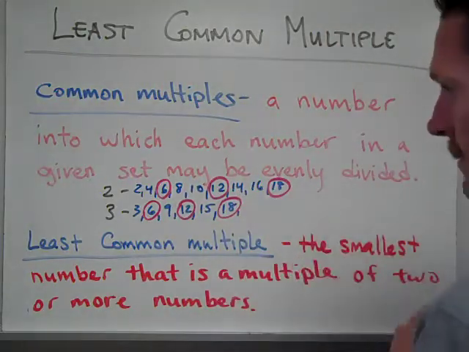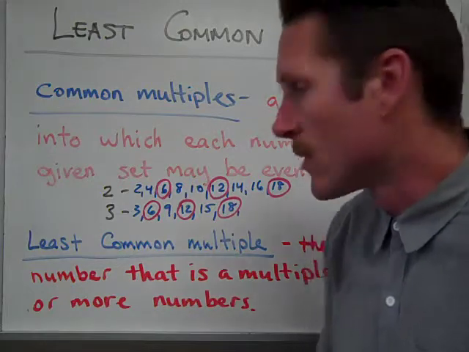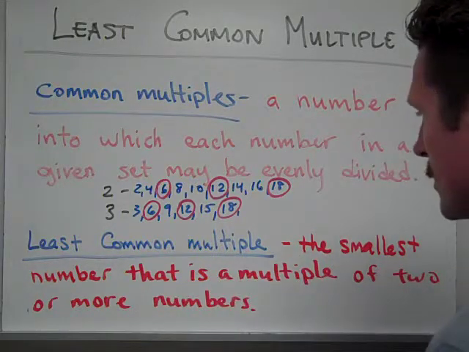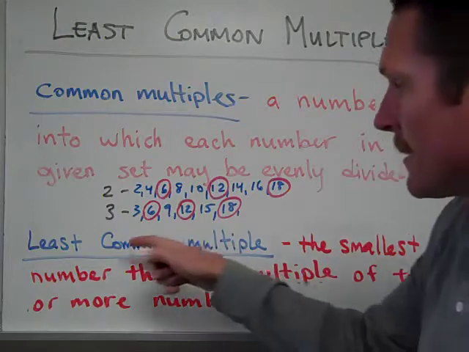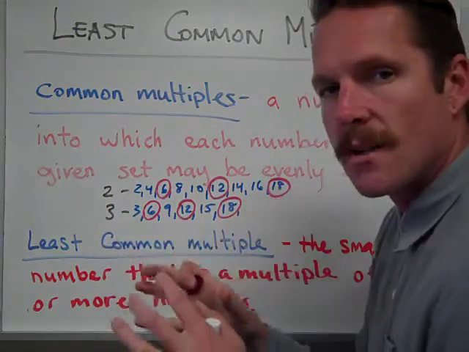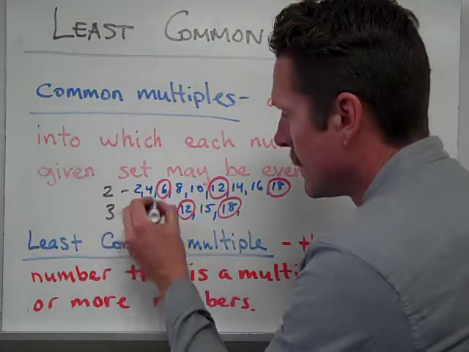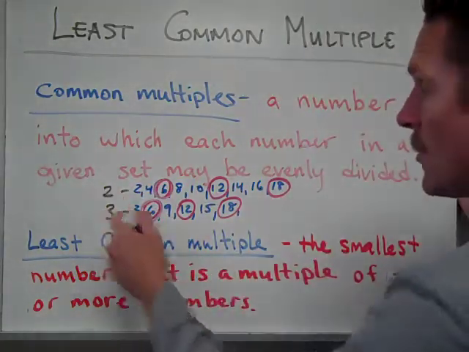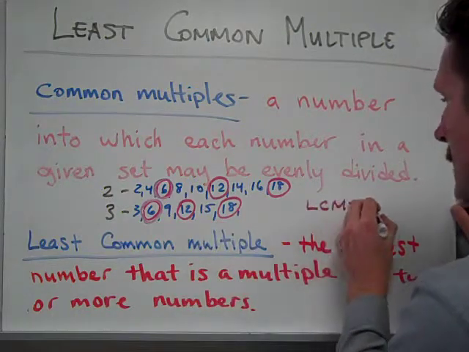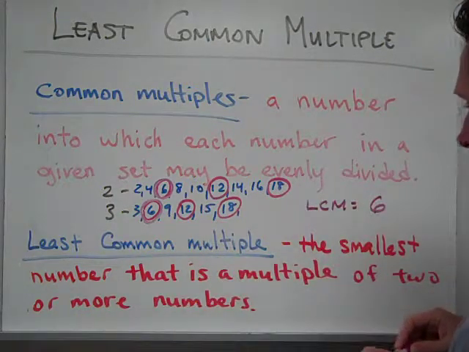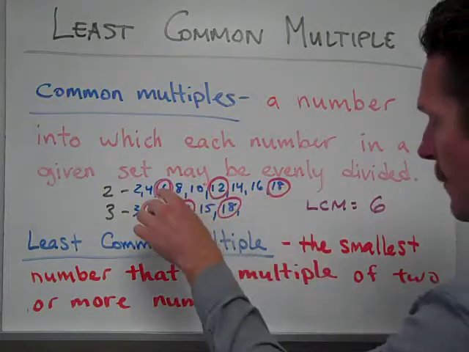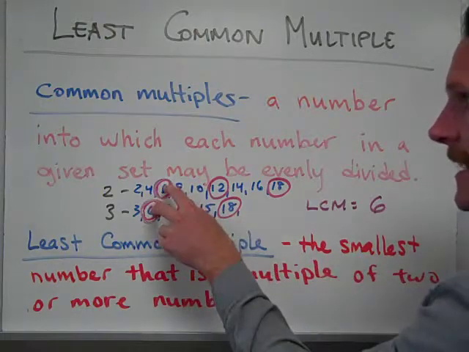Those are common multiples. Now, least common multiple is the one we're looking at. So least common multiple means the smallest number that is a multiple of 2 or more numbers. So the smallest multiple that they have in common, the smallest number that they have in common is the 6 right here. So the LCM of 2 and 3 equals 6. Okay, so here's the common multiples that they have. The least common multiple, the smallest number, is 6.